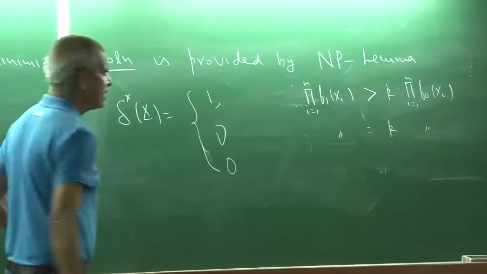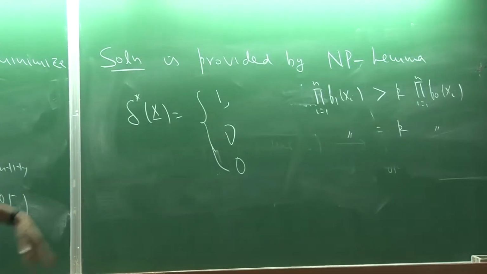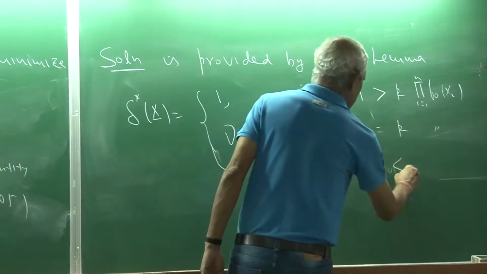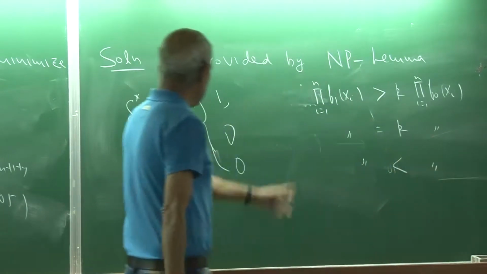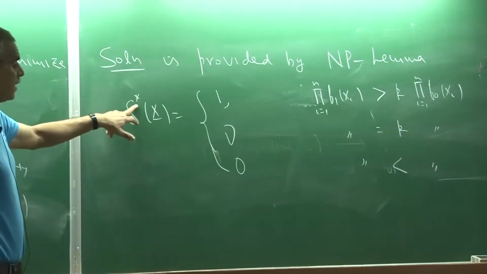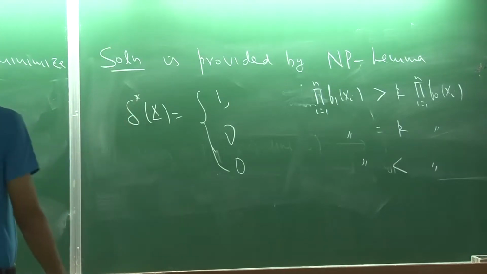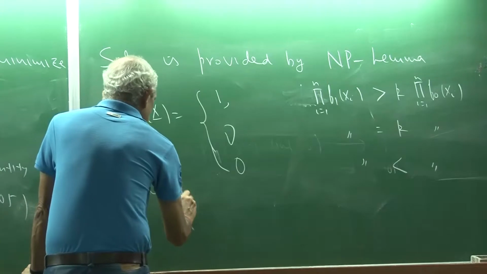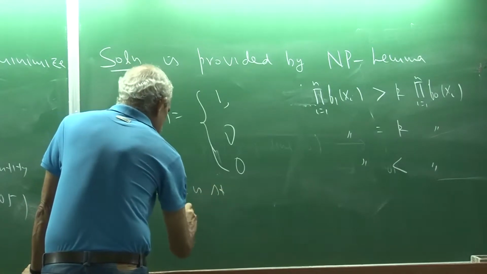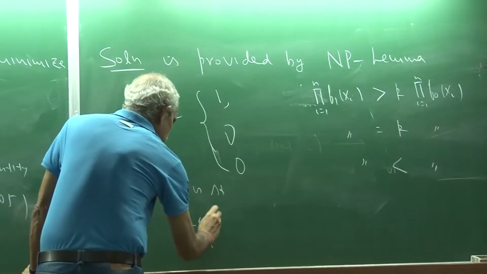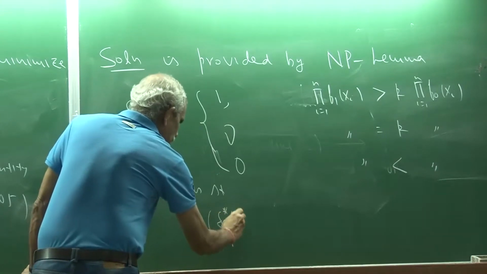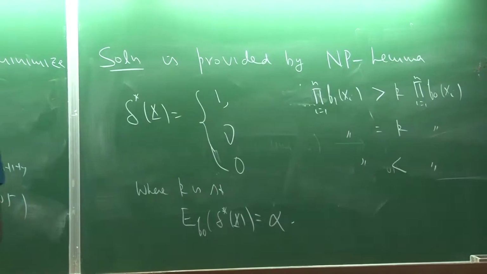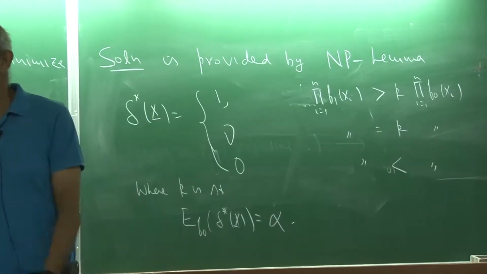And you don't reject H naught, that means you reject H naught with probability 0, if this is less than. And as I said, this test has to exploit the maximum leverage, where k is such that E_F0 delta star(x) uses the maximum leverage, so this is the same as alpha. So this is the classical approach.